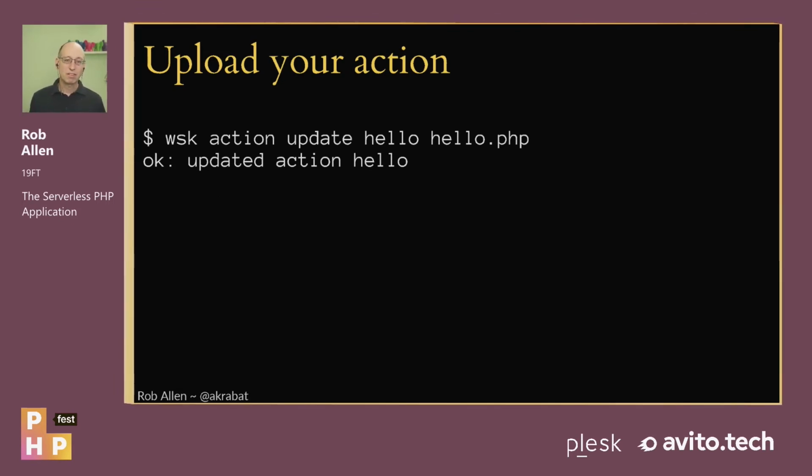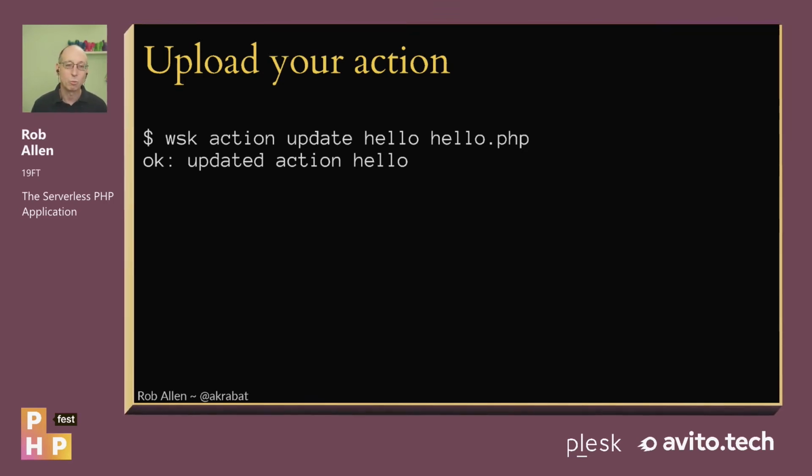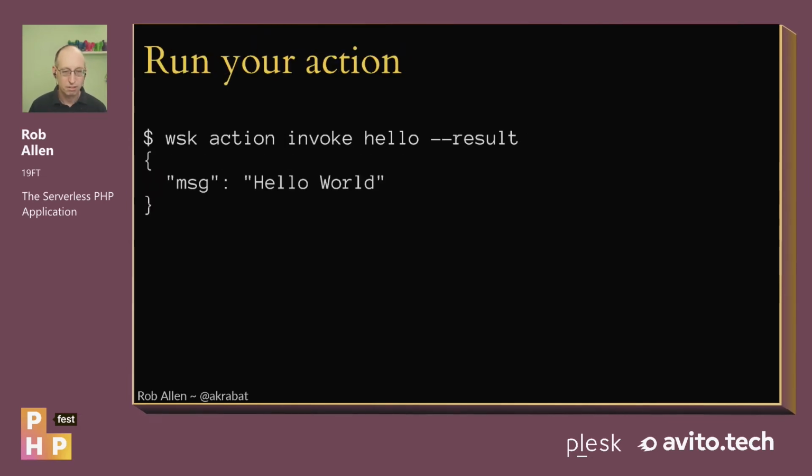It's command line based. So wsk is the name of the executable. It's pronounced whisk. So whisk action update hello hello.php. Hello is the name of our function. Hello.php is our source code, and it will update this action called hello for us. Update and create are basically interchangeable. If the hello action doesn't exist, it will be created for us. And then we can execute it.